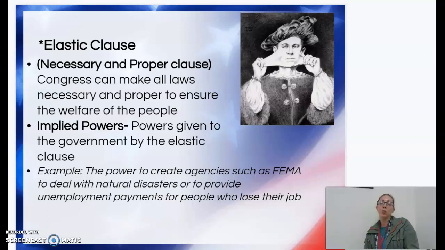So for example, when FEMA was created to deal with natural disasters or even unemployment insurance to help with people losing their jobs, this is done through the elastic clause. We can also amend the Constitution. So when we talk about the Bill of Rights, that's the first 10 amendments to the Constitution to adjust it. And that's a process, is a little bit harder than just passing a law by Congress.